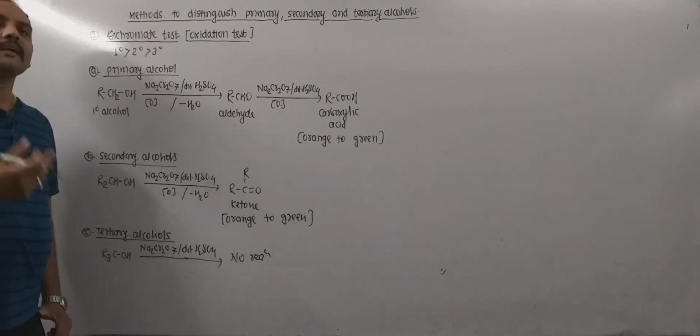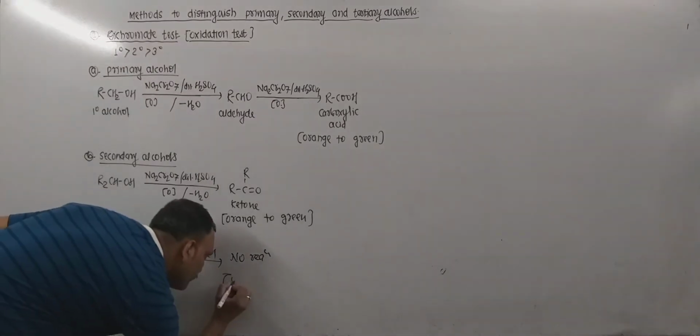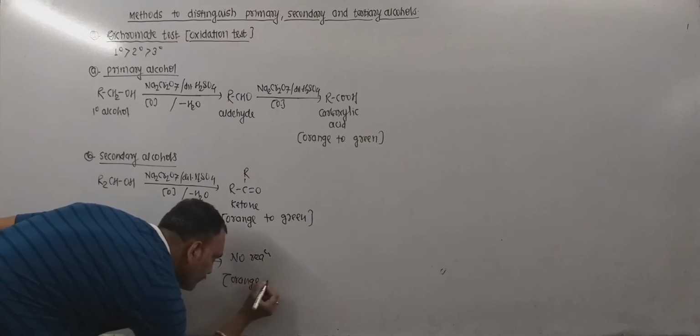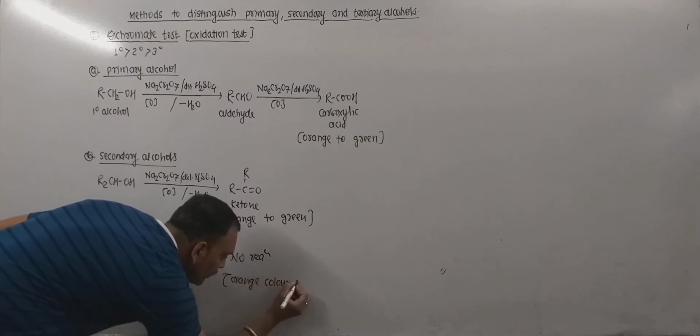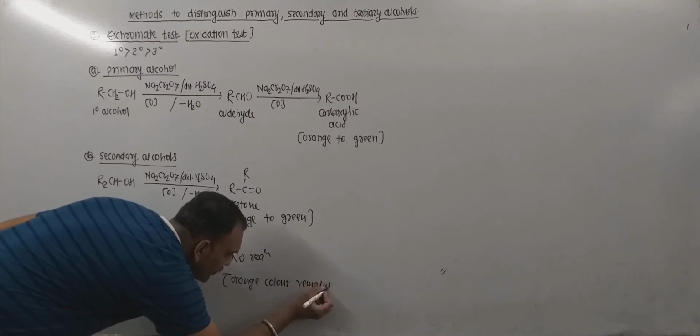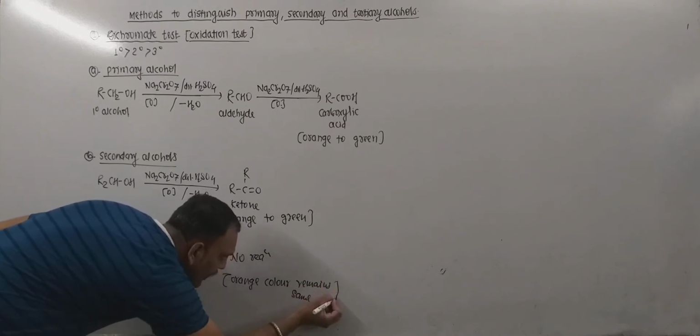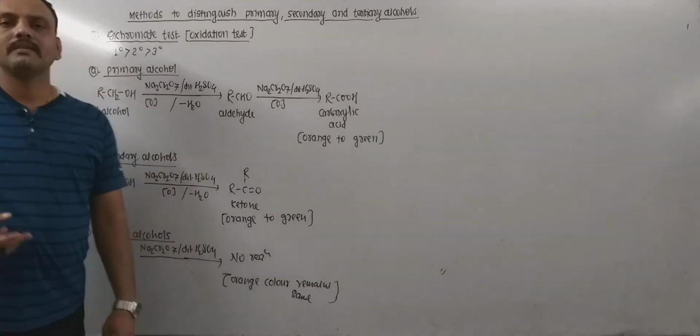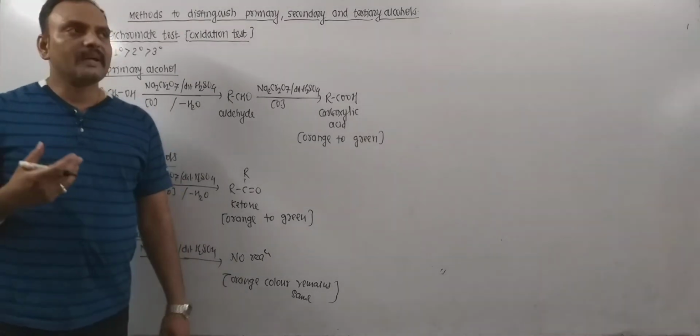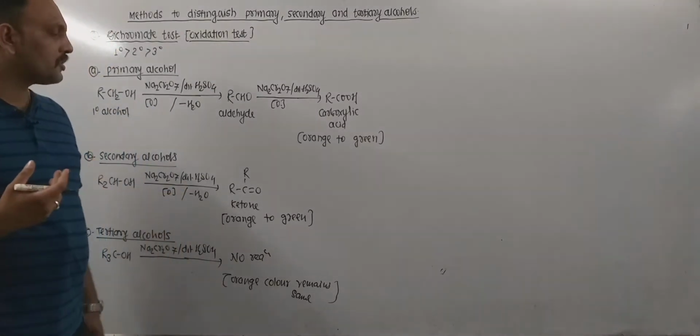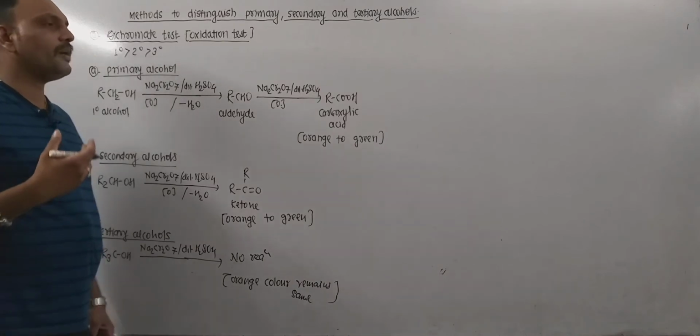Secondly, the orange color remains the same, so no change in color can be seen. So this is one of the important methods to distinguish alcohols, what we call the dichromate test.